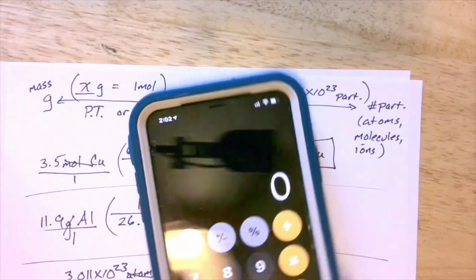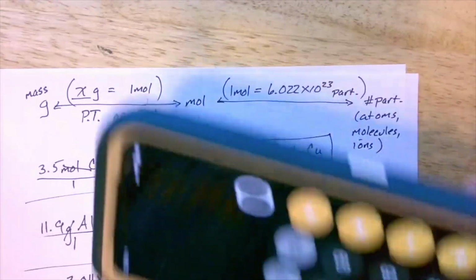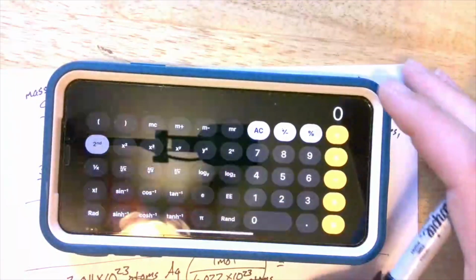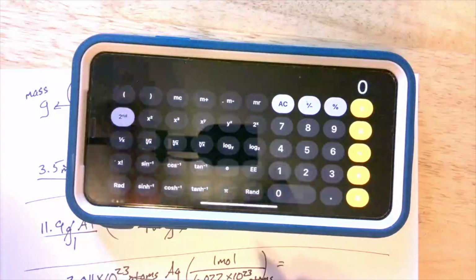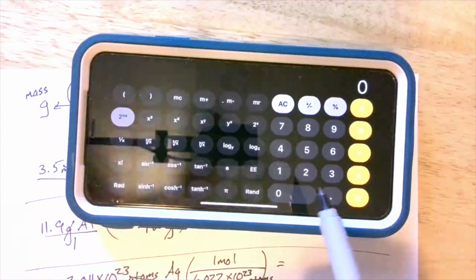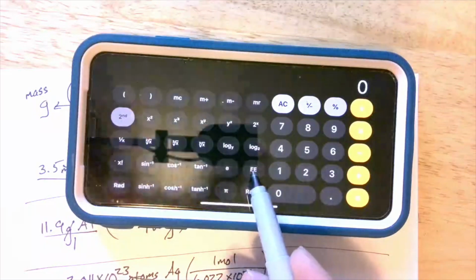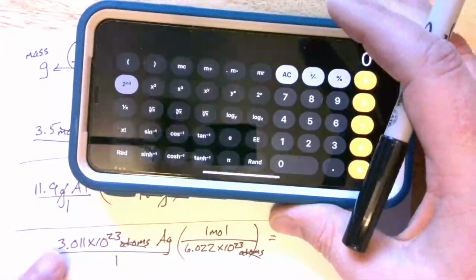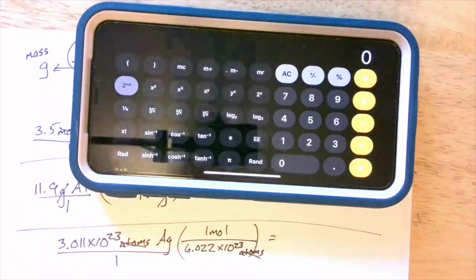So what I'm going to do is flip this over to scientific notation here. And this is where you want to look for the EE or the EXP. Now, if you have something like an iPhone, your EE is right here. So the way I have to put this in, okay, let me see. I have to adjust my screen a little bit so I can see what I'm doing.